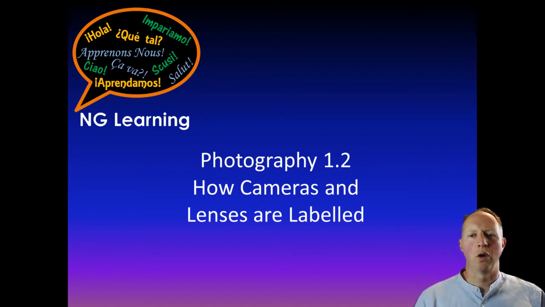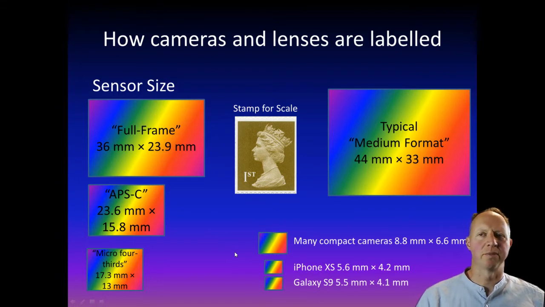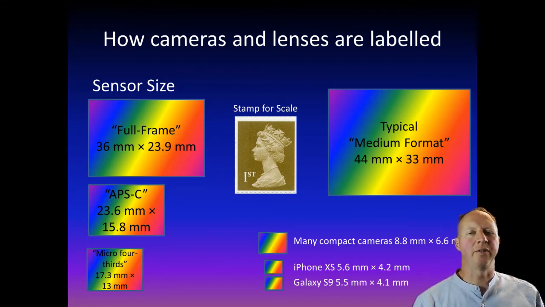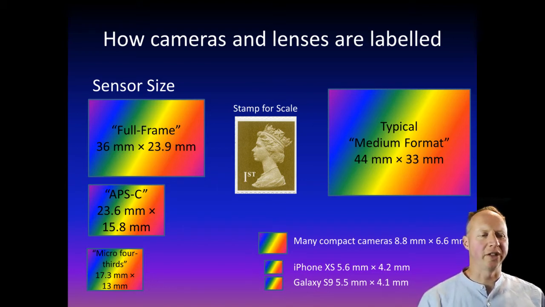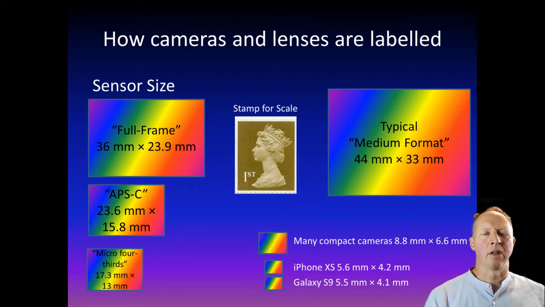So, one of the first and most important pieces of information you may see about a camera body is the sensor size. Okay, and I've shown some here, and we've got a British first class stamp on there for scale. A typical DSLR camera is going to be the full frame or APS-C, and you'll see the size of the full frame there is 36mm by 24mm roughly.